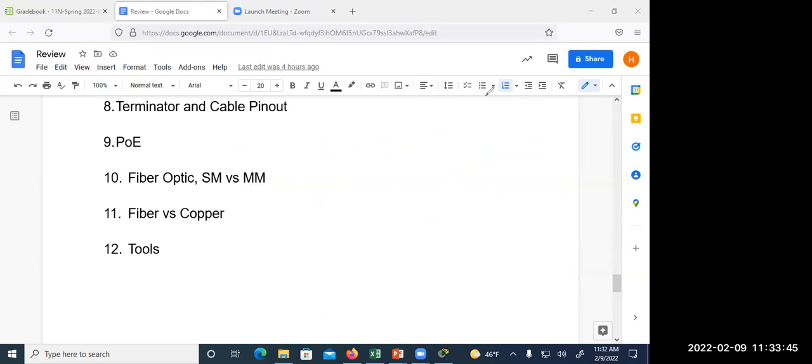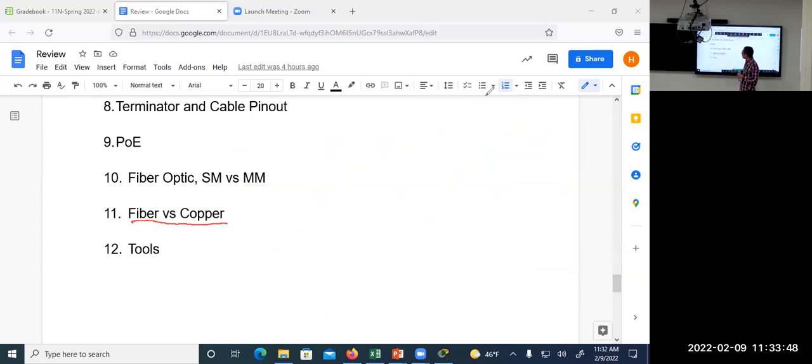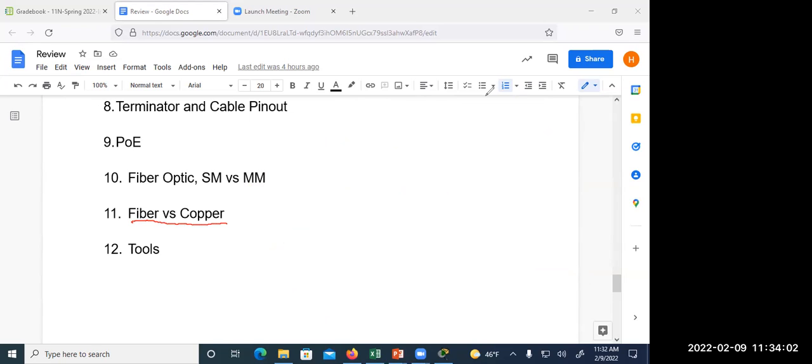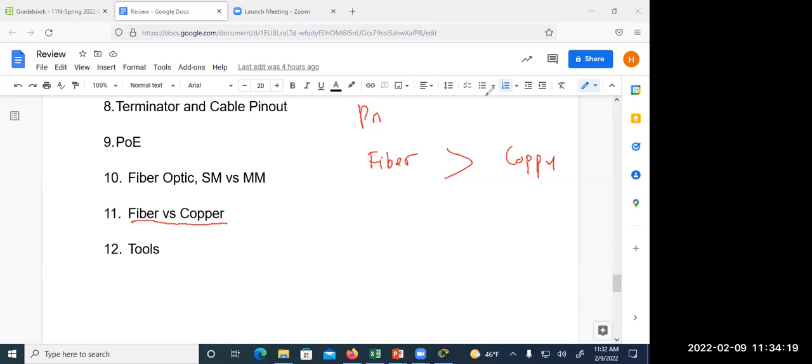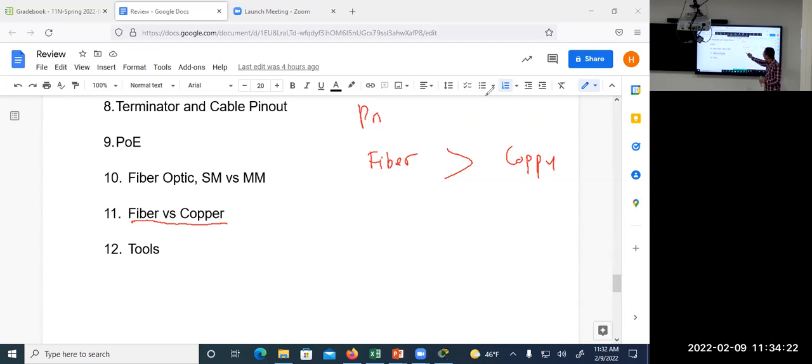Now, you have the difference between fiber and copper. What do you think when you compare fiber and copper cable together? What is the most significant difference? Yeah, price. Fiber is more expensive, of course. Anything else? It's a lot faster. Yes, you have higher bandwidth in the fiber.